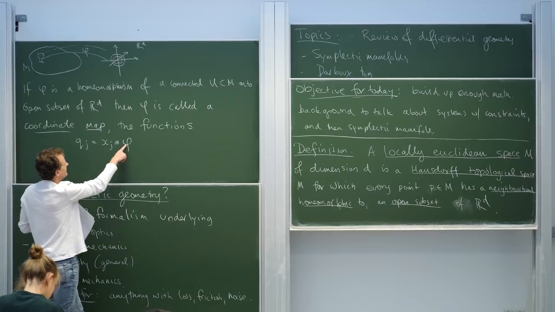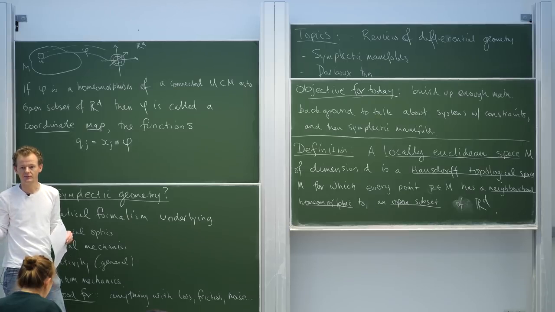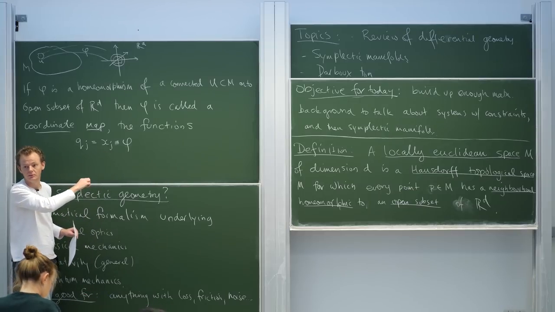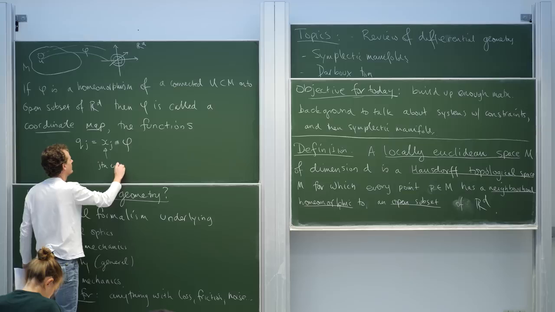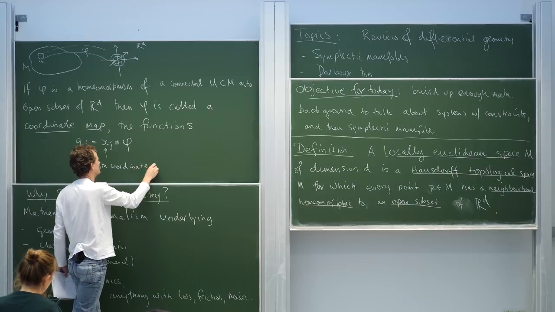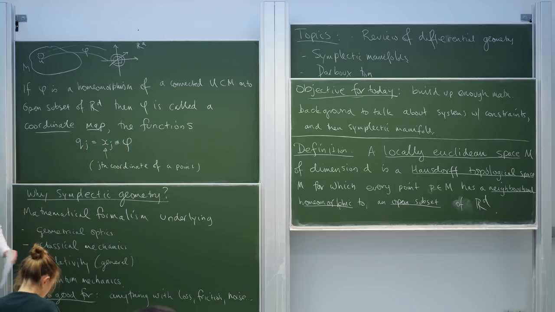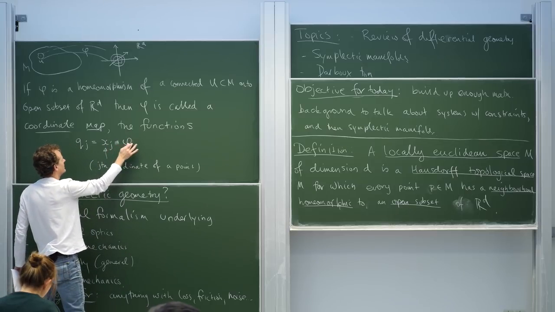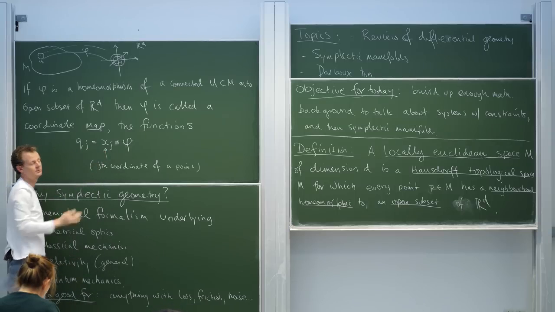How does it work? Well, you first go from your locally Euclidean space to R to the D. And then you've got some really well-defined functions on R to the D, namely the coordinate functions. They tell me the jth coordinate of this point. That's what that means. And so this map goes from M to R to the D, and this map goes from R to the D to R. So we've got a map, Q, which goes from M to R.